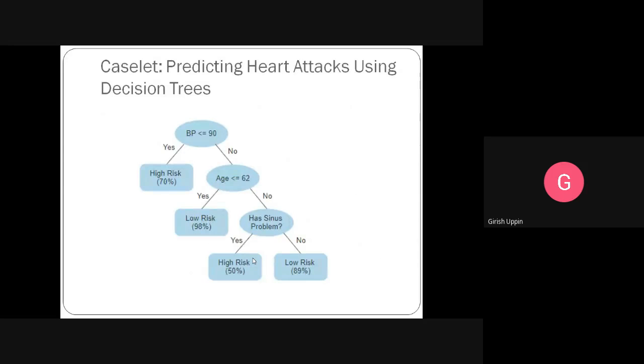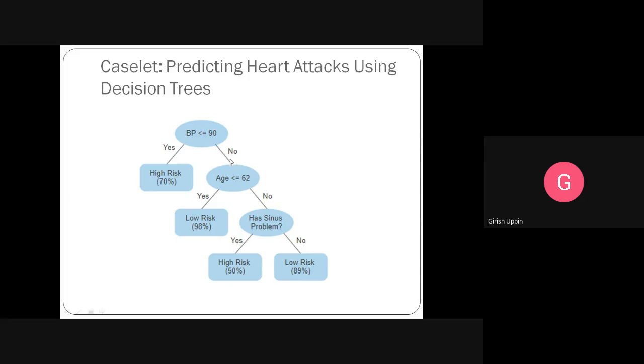So the next page shows the decision tree. This is the example of the decision tree where at each node we have a question, and based on the answer to the question, the tree will drill down. For example, BP less than or equal to 90? If the answer is yes, then there is a high risk, that is a high 70% of having a second heart attack.